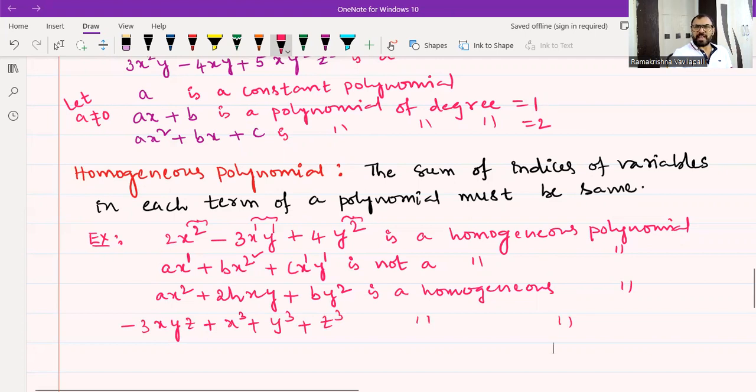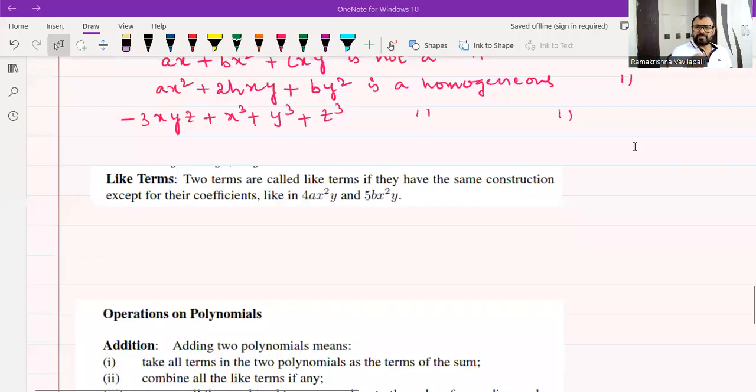Well, what are like terms? Because if we do not know like terms, then how can we add the terms or how can we subtract the terms? Two terms are said to be like terms if they have the same kind of construction except their coefficients. What is the meaning of same kind of construction? Which means that whatever variables are involved in the terms have the same kind of powers.